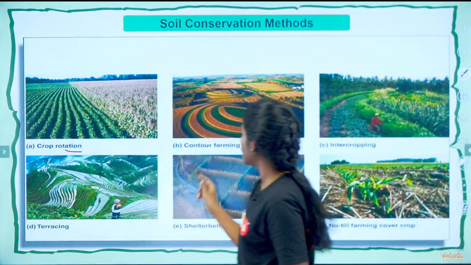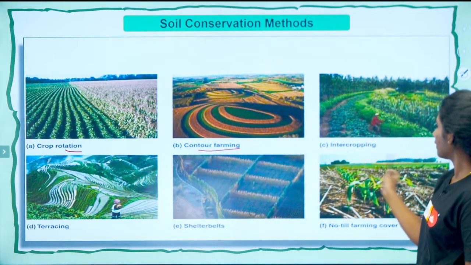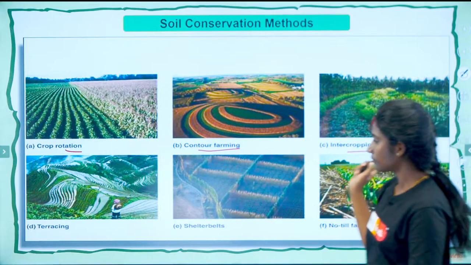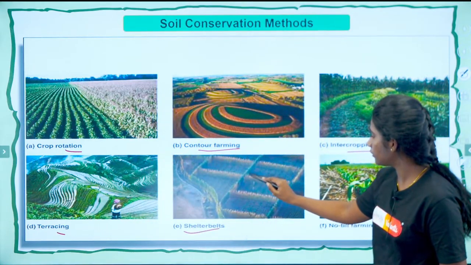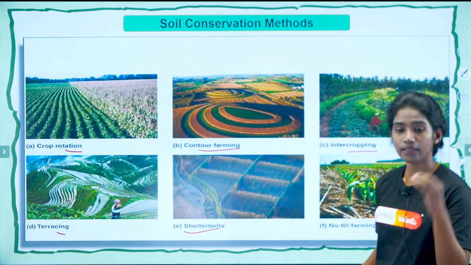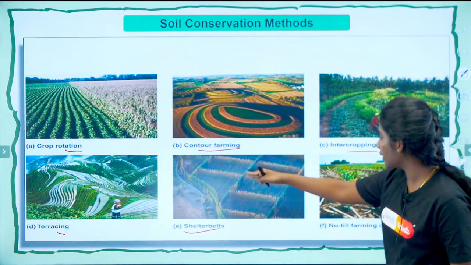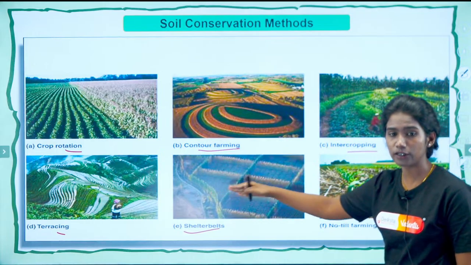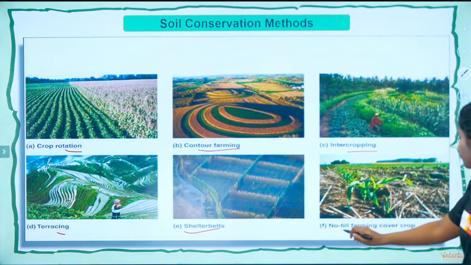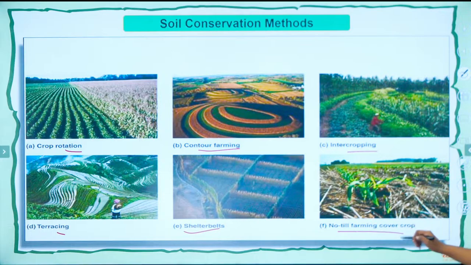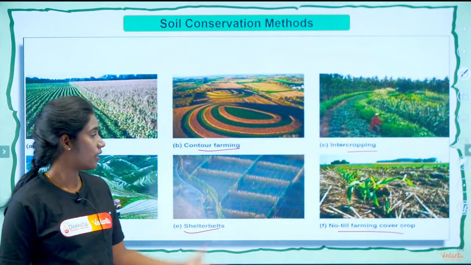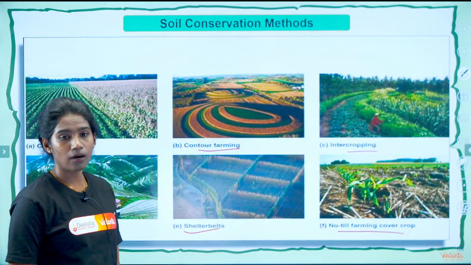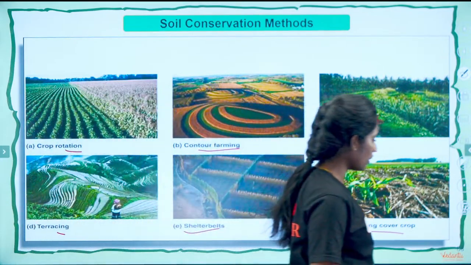See, crop rotation, contour farming, intercropping, and then terracing, shelter belts. Like this, can you see? A particular crop is grown in one line. And also no-till farming, cover crop, which prevent soil erosion.